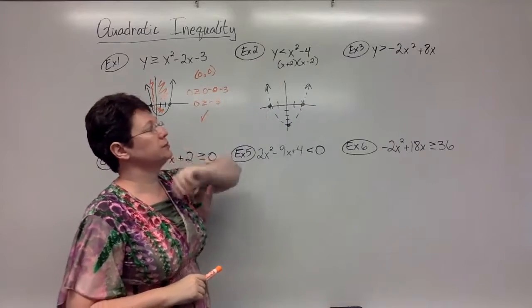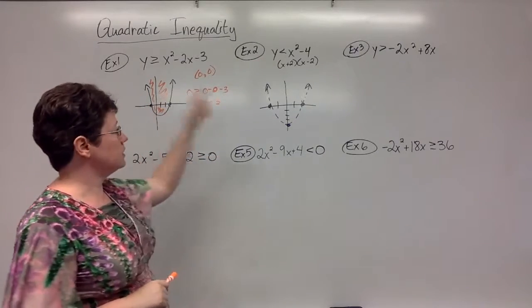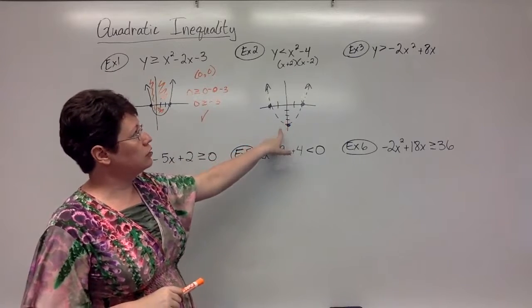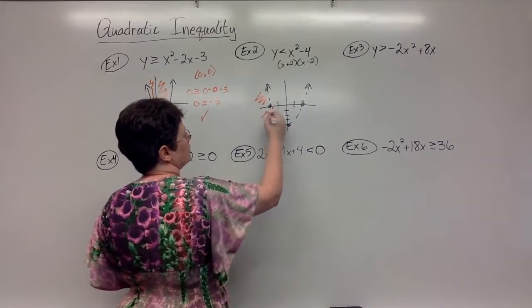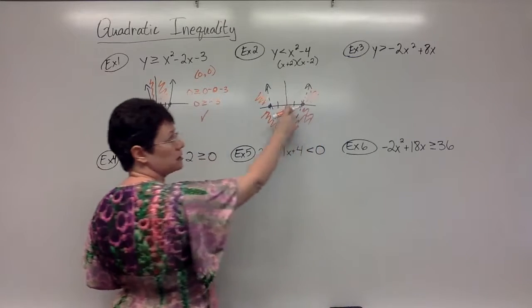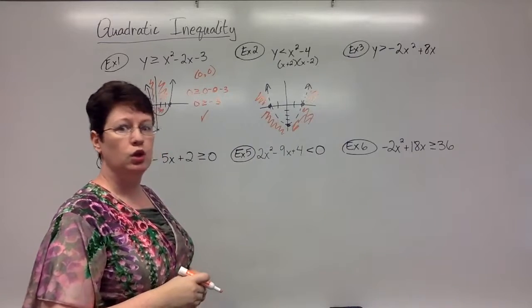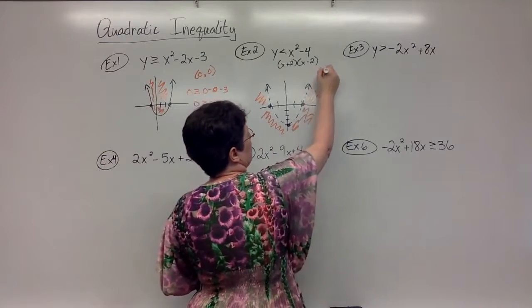Now let's see which way we're supposed to shade. It's a less than. Where's less than? Less than's at the bottom. So I should shade outside. Now I can still plug in 0, 0. But in this case, am I expecting to get a true answer? No. I'm expecting to get a false. So let's check it out.